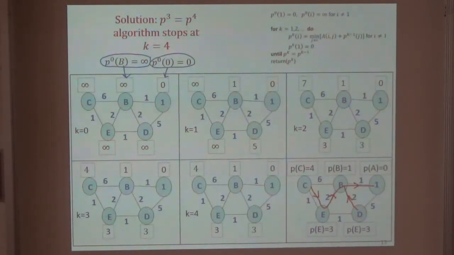So in that case, we see that it terminates in k equals 4. That means at k equals 3, we had already computed the final value, which means all the best paths are at most 3 hops. Right.